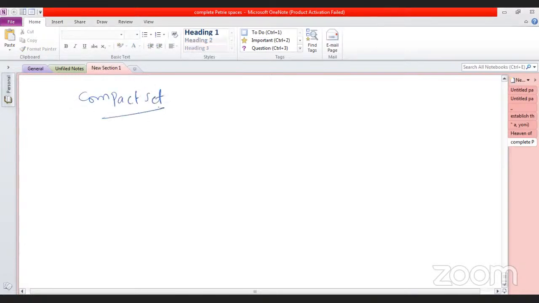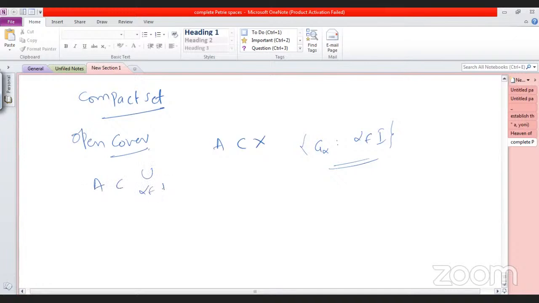So what is a compact set here? In the compact set, what is the open cover? What is the definition here? Let X be a metric space, and A a subset of X. Let G alpha, alpha belongs to I, be a collection of open sets, where I is a set of indices. If A is a subset of the union of G alpha over alpha belongs to I, this is one condition here, then the collection G alpha is called an open cover.